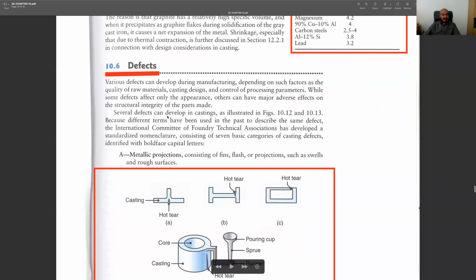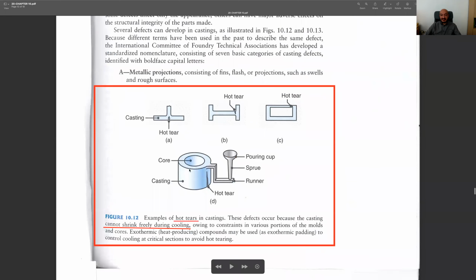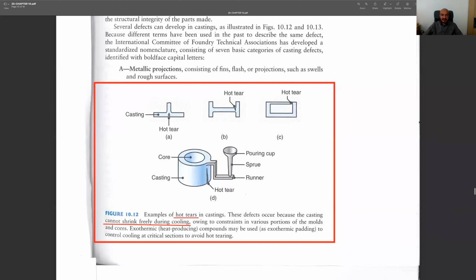Now let's have a look at some types of defects we may have in the casting process. The first one is the tears. You see we have some tears on the outer surface, and this happens once your mold is not letting your product cool down properly, and you can simply solve it by having a bit larger design, or you may have different features on your mold so that these tears are eliminated.